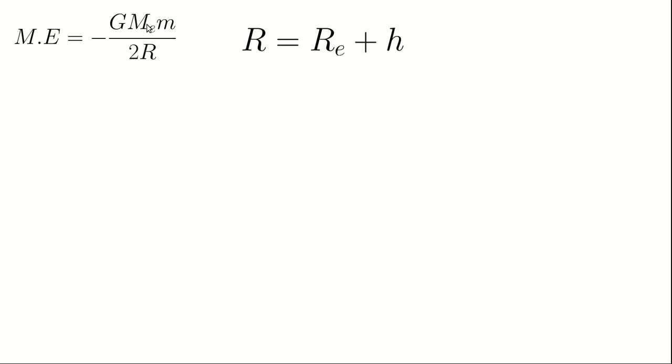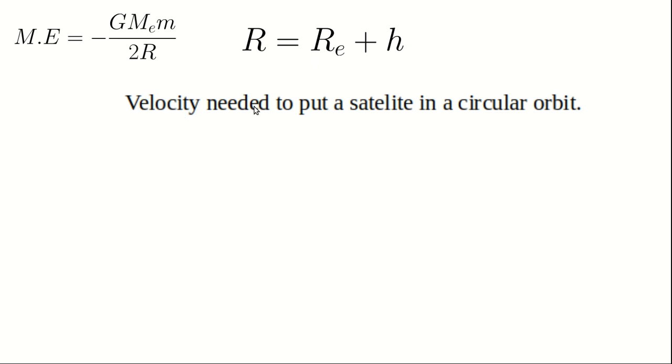Okay, so let's look at what our r is. Our r is the radius of the earth plus the altitude. You must take note of that. Always remember that r here is always equal to Re plus h. Now let's look at the velocity needed to put a satellite in a circular orbit. To do that, we must use the conservation of energy theorem to solve this kind of problem. So the first thing we look at is the kinetic energy plus potential energy when the body is on the earth's surface.